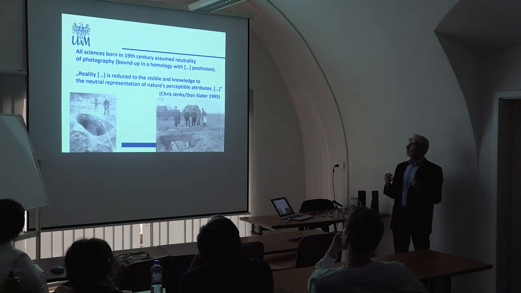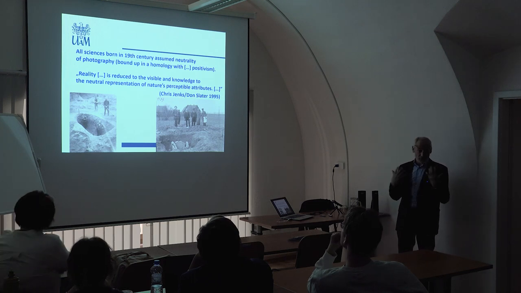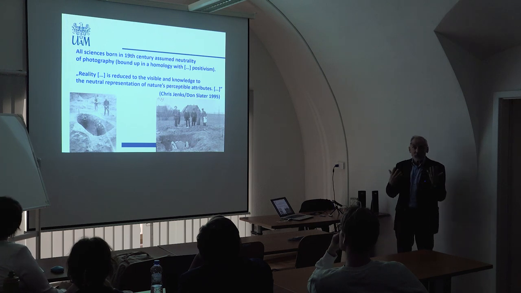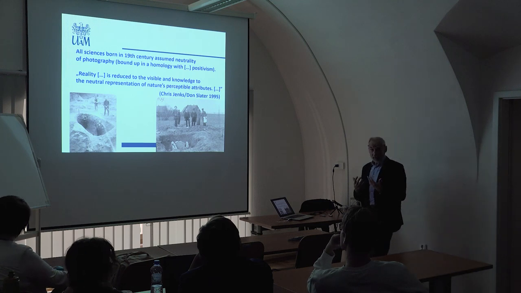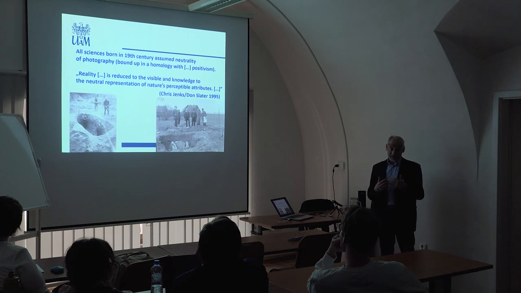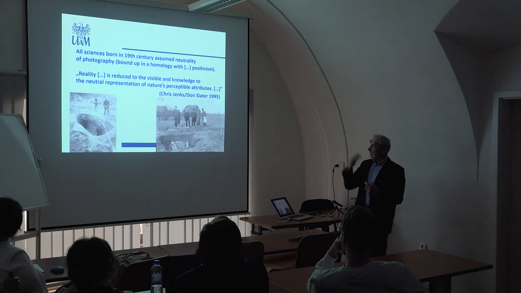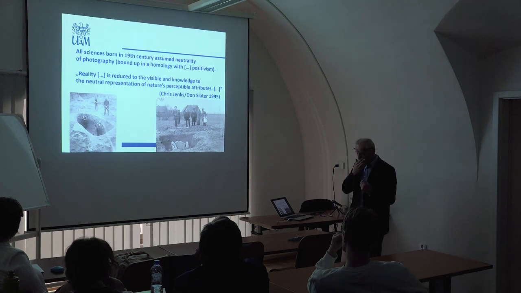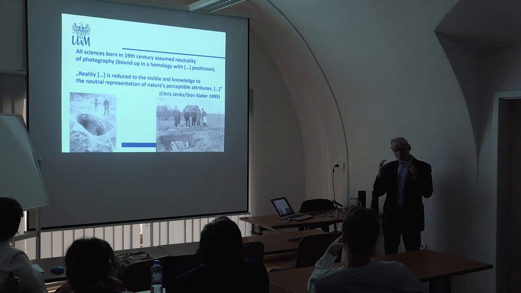So photographs in archaeology: what I mentioned, that all sciences from the 19th century assumed the cultural neutrality of photography. That photograph is culturally neutral. And it relates to positivistic thinking about doing research and getting knowledge about the past. But in 1995, two guys, Jenks and Slater, wrote that reality in the photograph is reduced to the visible. So we got only one part of the world in the photograph, and it depends on what the photographer wanted us to present.